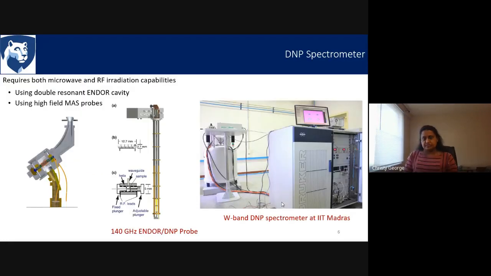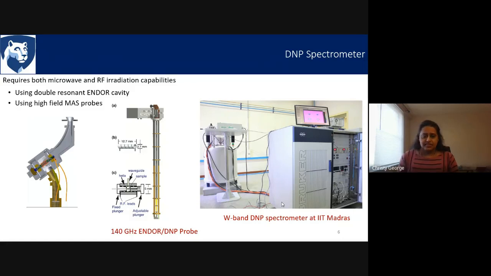Now let's talk a little bit about a DNP spectrometer. Since DNP experiments need both microwave irradiation and RF irradiation, this is a combination of both NMR and EPR. So these experiments can be performed either based on an EPR system with additional RF electronics or on an NMR system with additional EPR electronics.